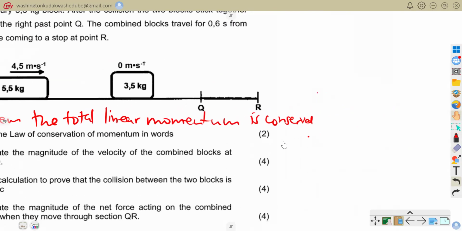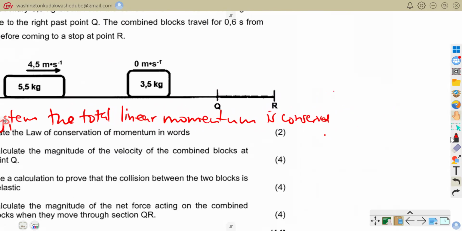What I advise when we get to this stage is that first thing is first, you need to draw the sketch of what is happening, which is the diagram of the scenario that you're seeing here. So we are being given the 5.5 kg block, and then we are told that this is the 3.5 kg block. And this is moving at 4.5 meters per second, going in that direction. And this one is having a velocity of 0.